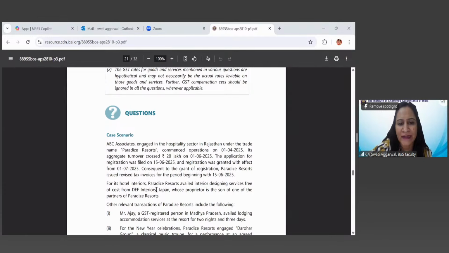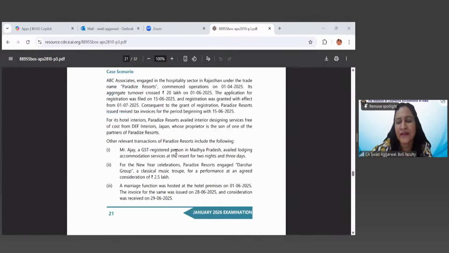For his hotel interiors, Paradise Resorts availed interior designing service free of cost from DEF Interiors Japan, whose proprietor is a son of one of the partners of Paradise Resort. So here in this case, one service has been availed from abroad. So what does it mean? It means that import of service has taken place, right? And other relevant transactions of Paradise Resorts include the following.